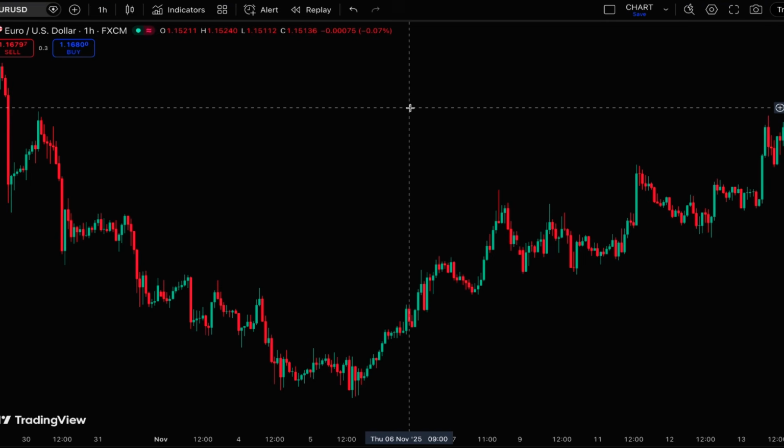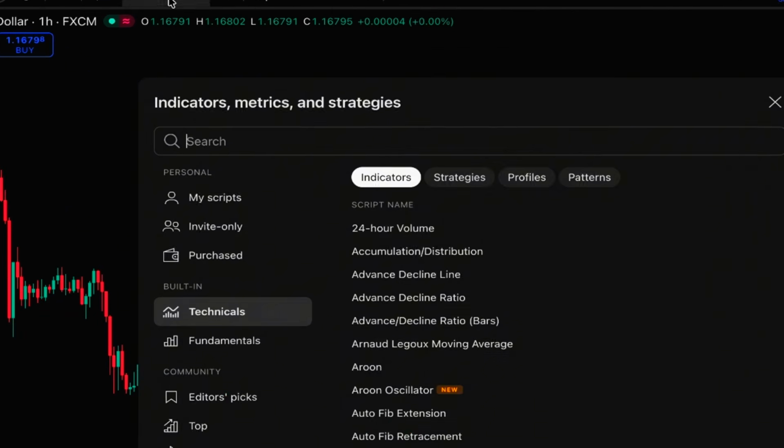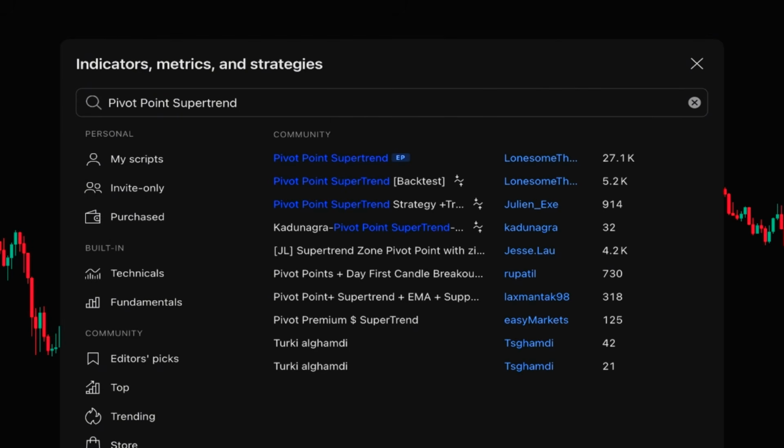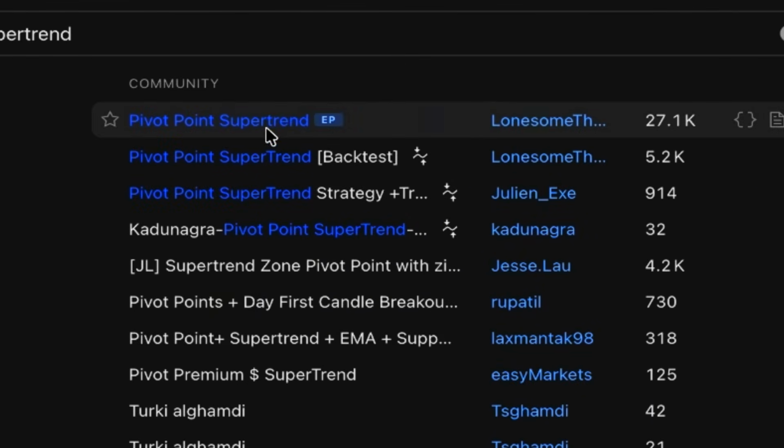Alright, let's add the next indicator. This one is actually a volatility based indicator and ATR is used in the calculation. Here we click on indicators and we search pivot point super trend, this one, which is an editor specs indicator and written by Lonesome the Blue.